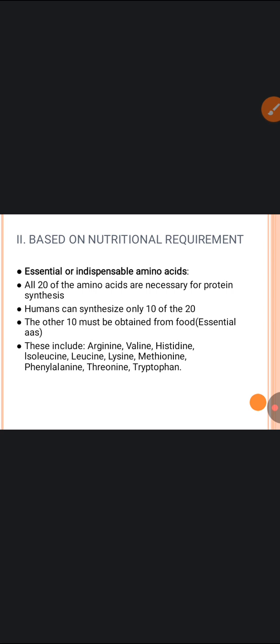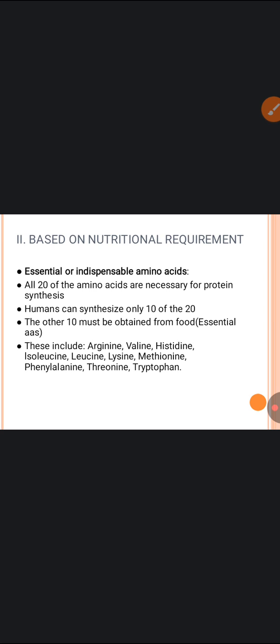Okay? I don't think I have it in the other slide, that is why I changed this slide. As you all know, there are 20 amino acids and all are required for the synthesis of a variety of proteins, besides other biological functions. However, not all these amino acids need to be taken in the diet. So based on nutritional requirement, amino acids are grouped into two: essential and non-essential amino acids. We are going to see the essential and non-essential amino acids.